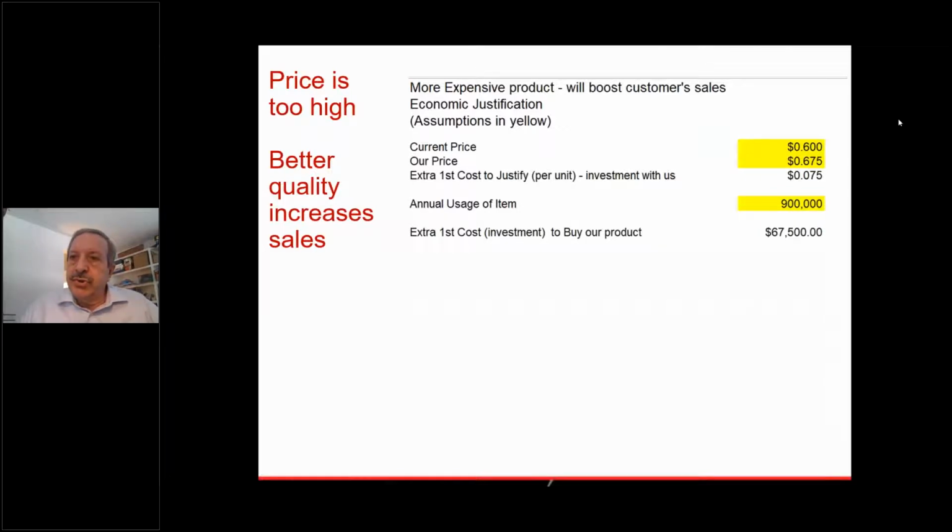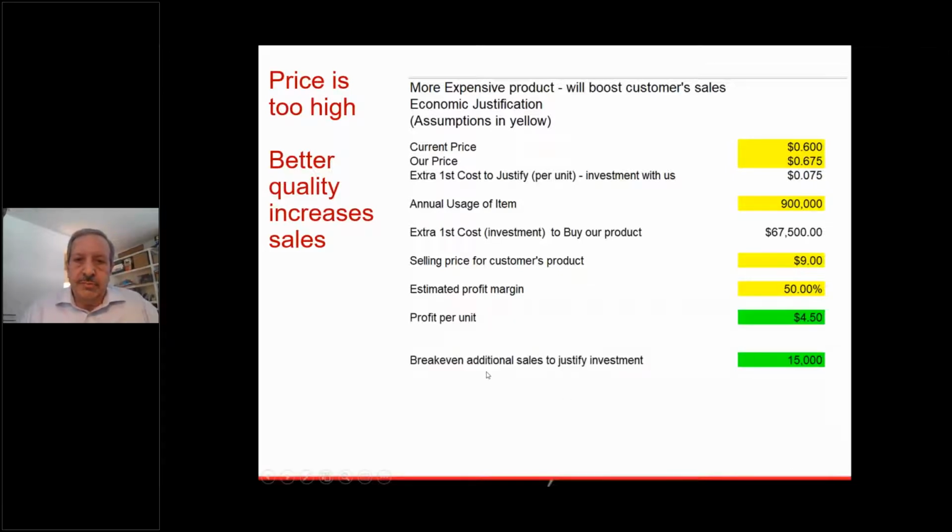So they use 900,000 a year, which means the client is going to pay us $67,000 more than for the incumbent product. Why should they spend that extra money? Well, here's an economic justification. Let's say they sell the product for $9.